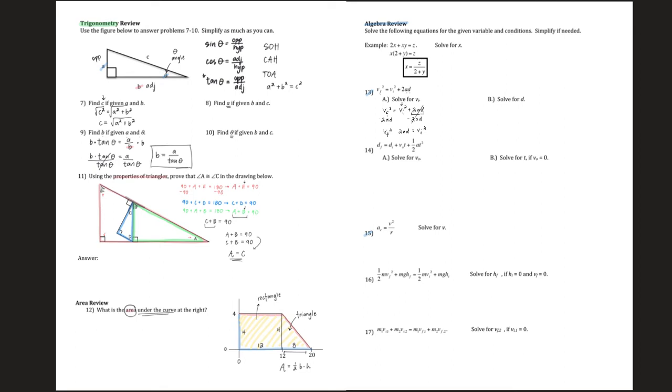We want VI by itself. Right now it's being squared. We want to get rid of the square by square rooting both sides. So that squared cancels out, and we have VI equals the square root of VF squared minus 2AD.